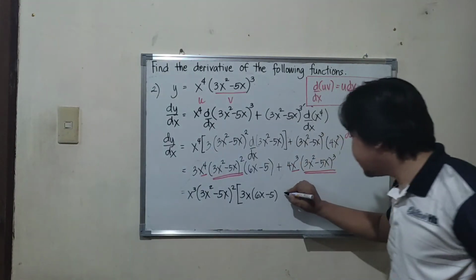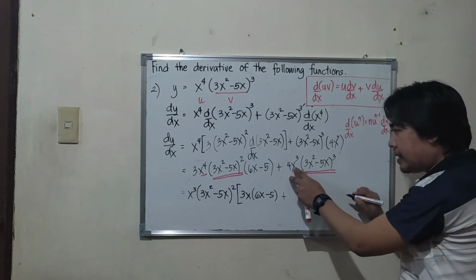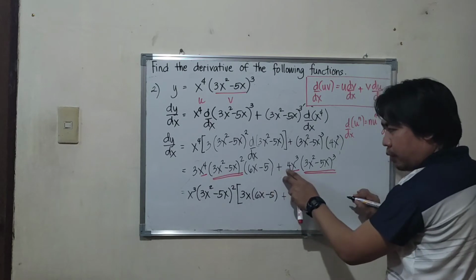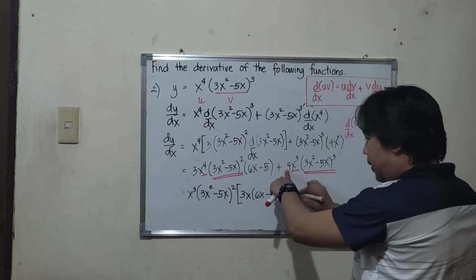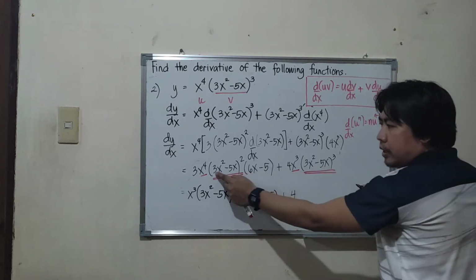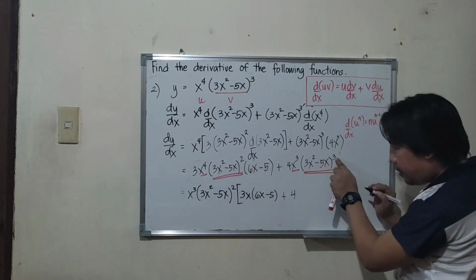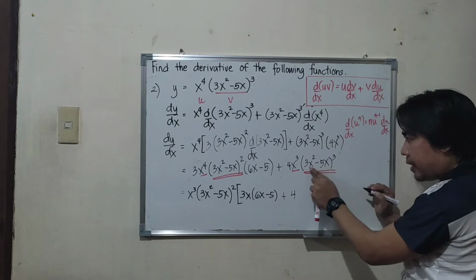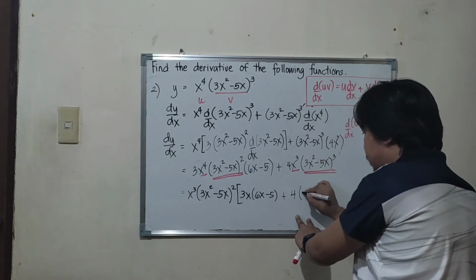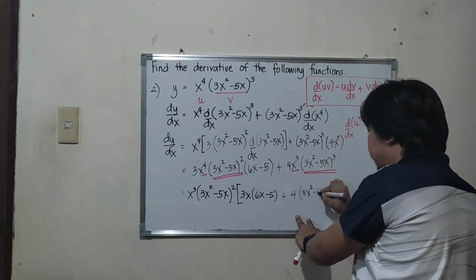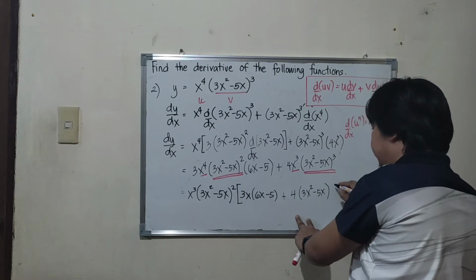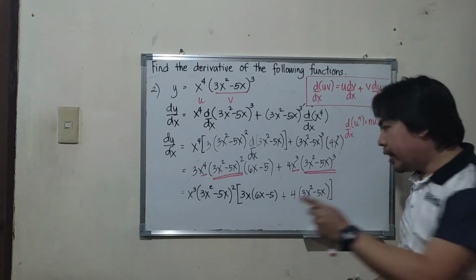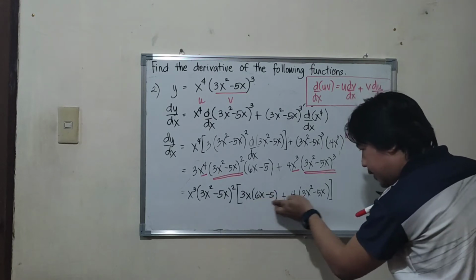So plus, so nilabas natin yung x cubed. Ito na yung x cubed, nasa labas. Then we have, remaining term is 4. And then we factor out 3x squared minus 5x squared. So meron pa tayong natirang 3x squared, isa pang 3x squared minus 5x. So we have 3x squared minus 5x. Okay? So all we have to do now is simplify this term.